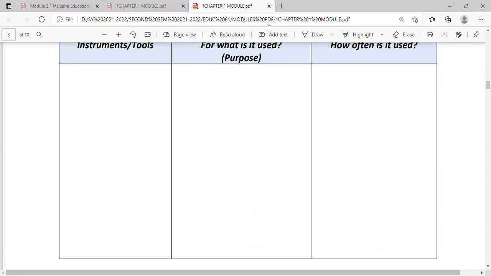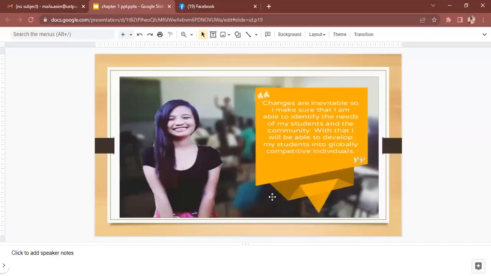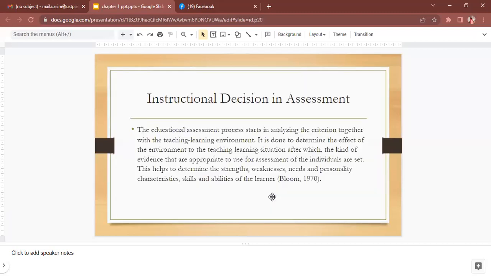Okay, so that's it. Let's continue discussing our topic for this day. So let's have this for our next slide. We're talking now about the instructional decision in assessment. So what's the instructional decision in assessment?